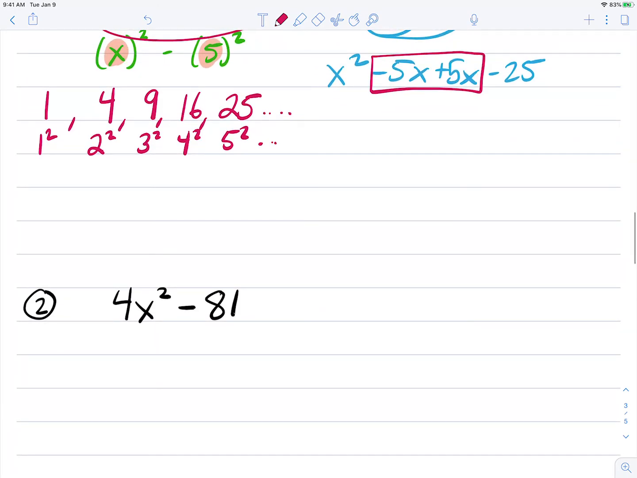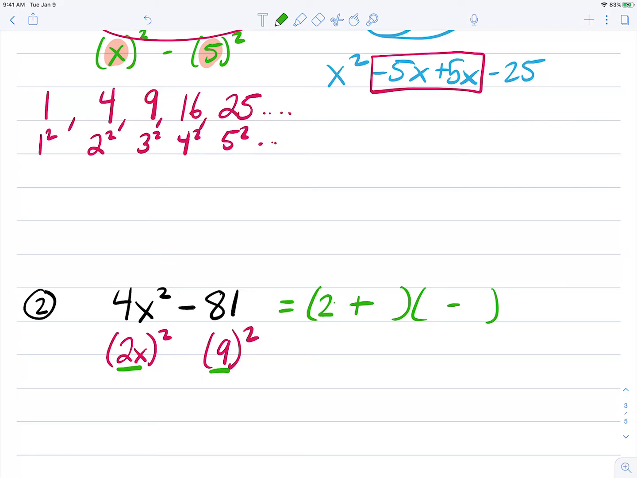So 4x squared minus 81. 4x squared is 2x squared, because 2x times 2x is 4x squared, and 81 is 9 squared, which means that in our two binomials, one being a plus binomial and one being a minus binomial, we are going to have a 2x and a 9. So 2x plus 9 and 2x minus 9. If you were to distribute that, you would get 4x squared minus 81. So that is the factored answer of 4x squared minus 81.